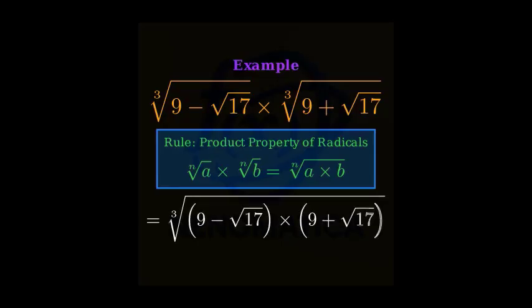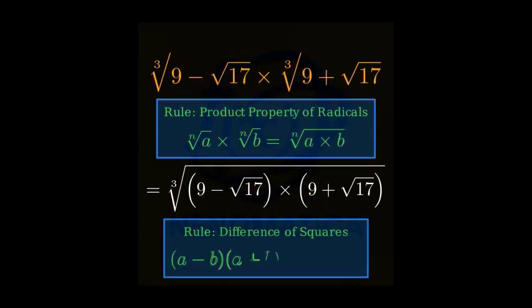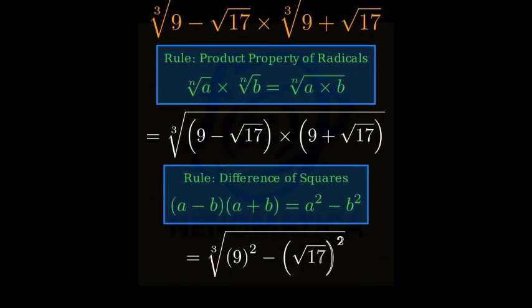So, we'll rewrite this as the cube root of the product of what's inside each radical. We get the cube root of, open parentheses, 9 minus square root of 17, close parentheses, times, open parentheses, 9 plus square root of 17, close parentheses. Next, we'll apply the difference of squares formula. This formula states that a squared minus b squared equals a plus b times a minus b. In our case, we have 9 minus square root of 17 times 9 plus square root of 17. This is in the form of a minus b times a plus b, which equals a squared minus b squared. So we can simplify it to 9 squared minus the square root of 17 squared.